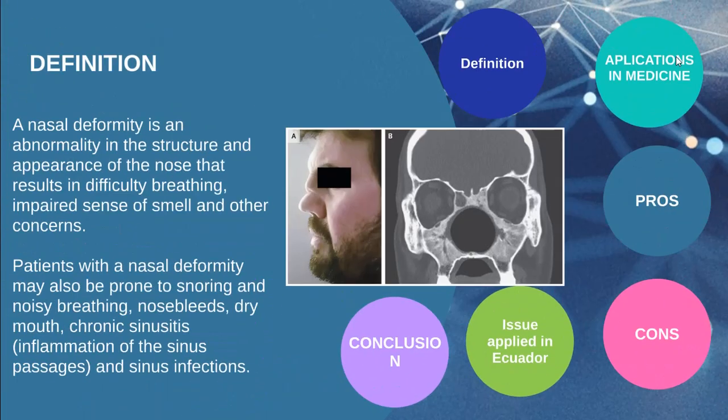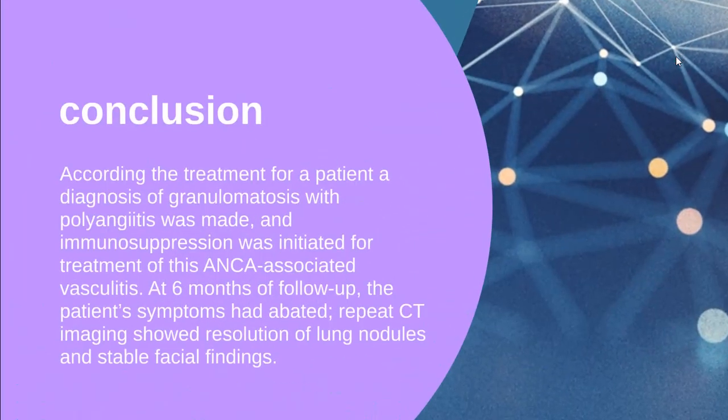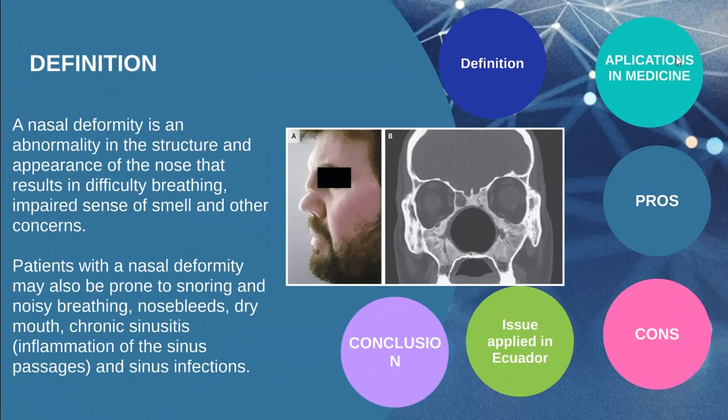To conclude this exposition, a diagnosis of granulomatosis with polyangiitis was made for the patient, and immunosuppression was initiated for treatment of this ANCA-associated vasculitis. At 6 months of follow-up, the patient's symptoms have abated. Repeat CT imaging shows resolution of lung nodules and stable facial findings. Thank you, teacher.